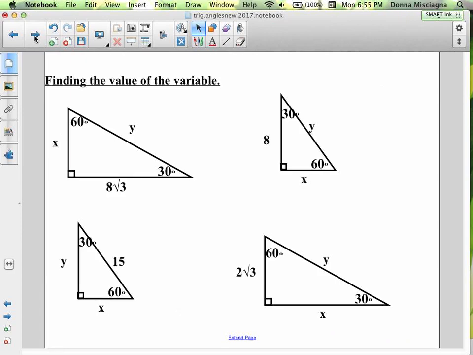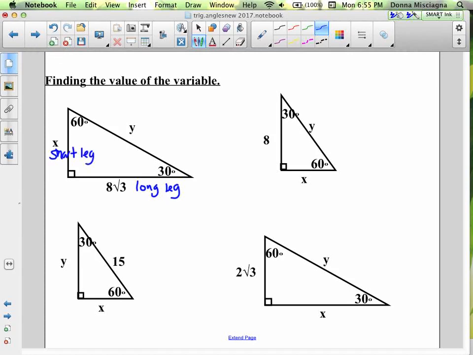All right, so we want to find the value of the variable, and I'm going to label it each time. The first problem is not in your notes. All of the others are. So this is the long leg. This is the short leg. And this is the hypotenuse. I always find the short leg first if I don't know the short leg.